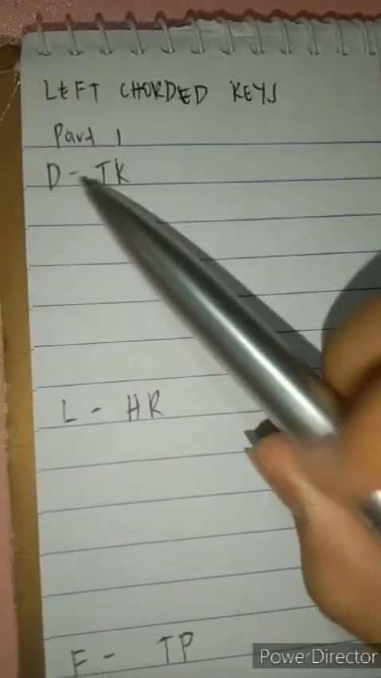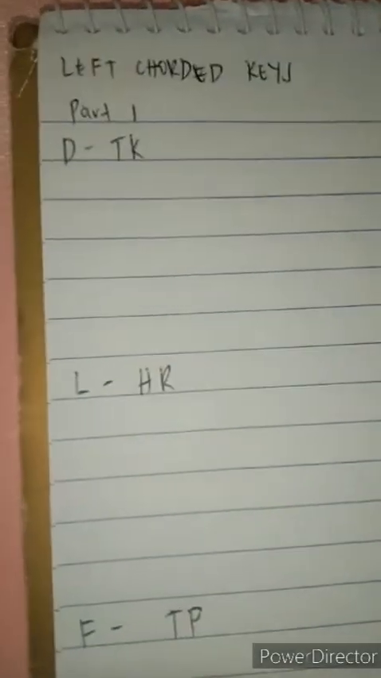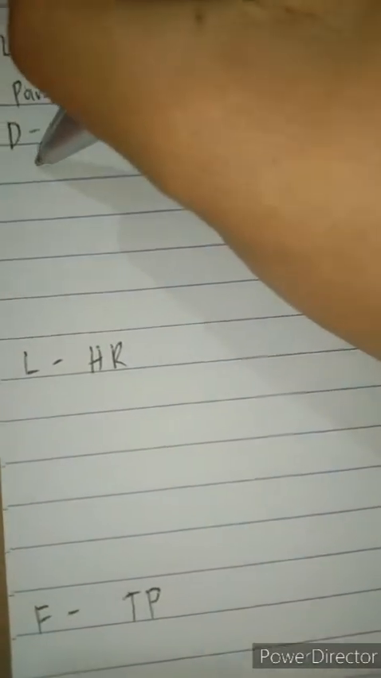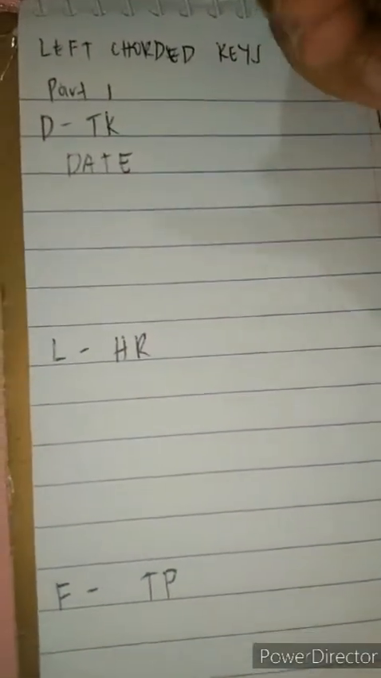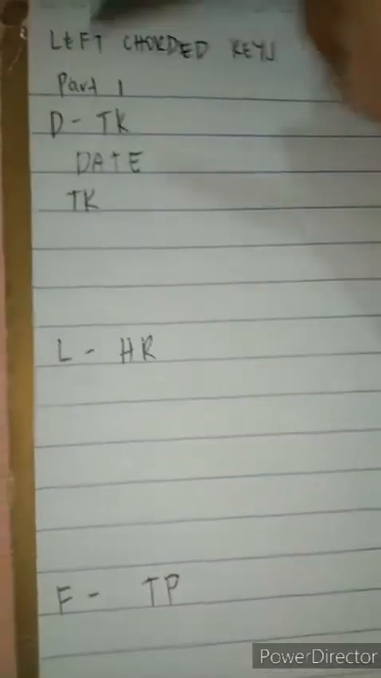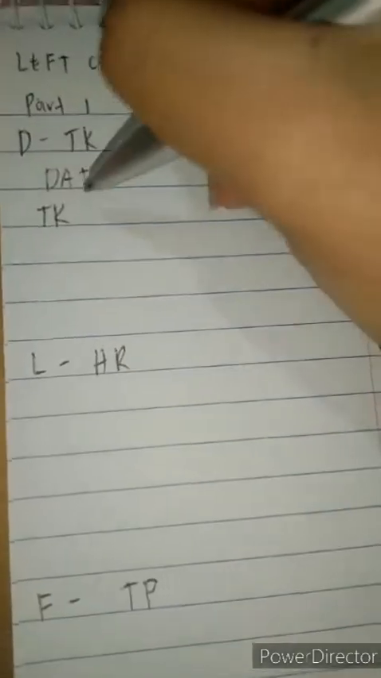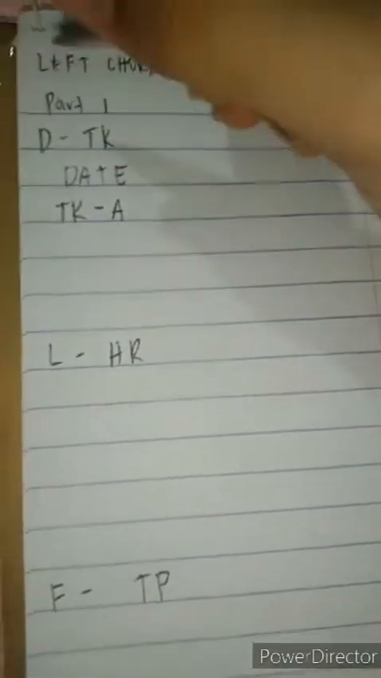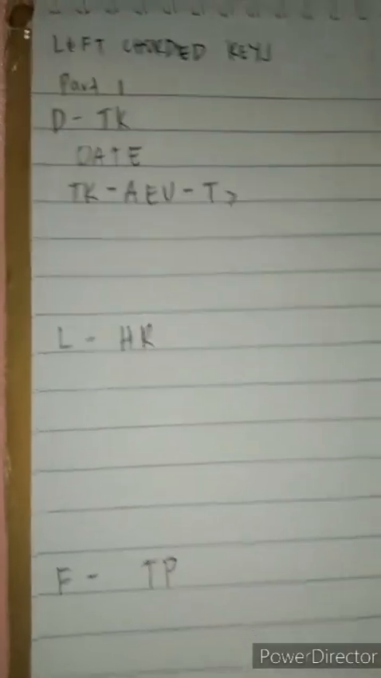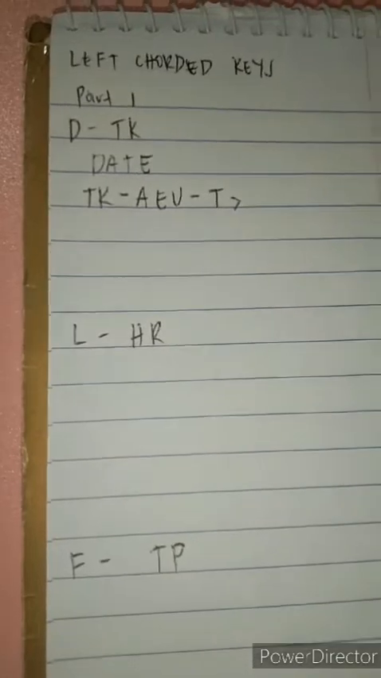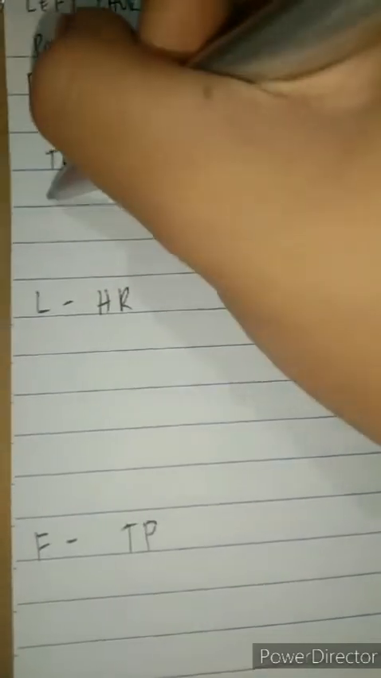So, the letter D is represented by the letter T and K. Let's give an example. The word date. So, for the word date, we write T and K, which represents the letter D, and then long A, AEU, and then T, and then release. So, that's it. And then, next example, the word dress.